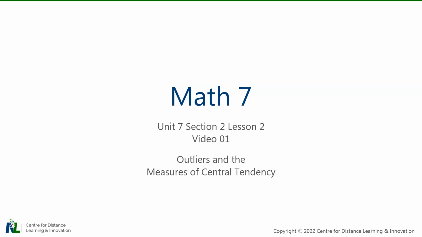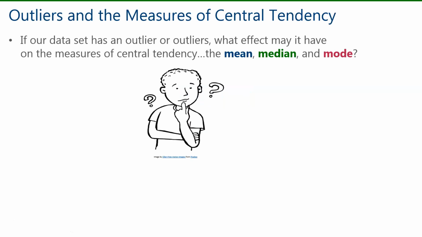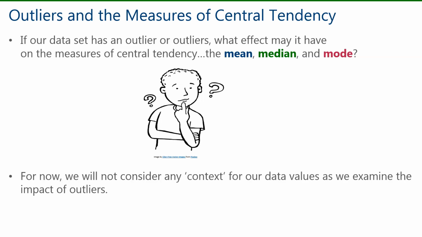In the second lesson of Section 2, we will investigate the influence of outliers on the mean, median, and mode. If our data set has an outlier or outliers, what effect may it have on the measures of central tendency, the mean, the median, and the mode? And as we work through examples to investigate this, for now, we will not consider any context for our data values. We will just be dealing with random sets of data.